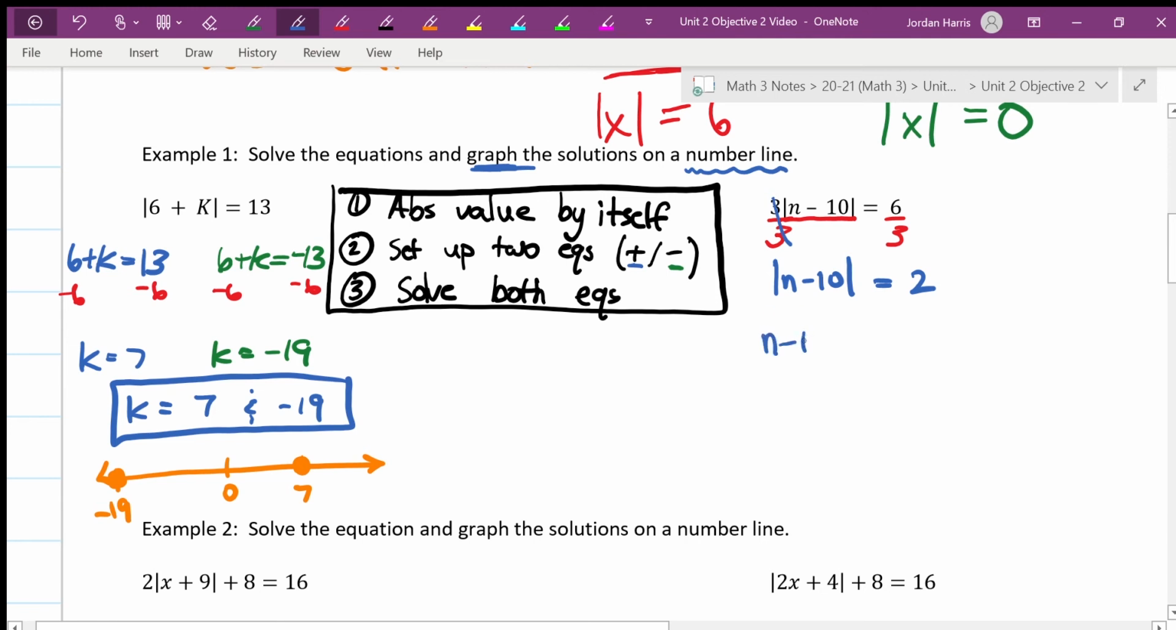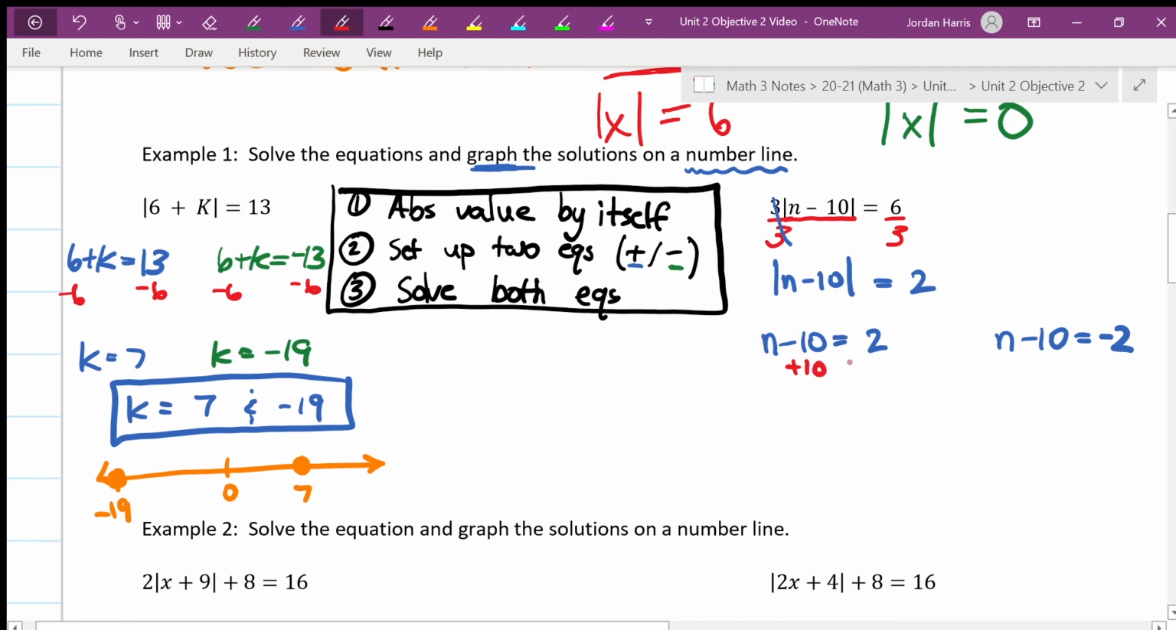And now I set up my two equations. Positive 2 and minus 10 equals negative 2. Notice what we're changing. It's what it equals. A lot of people want to change the minus and plus on the inside. That's never what we change. We change what it equals. Positive 2 and negative 2. Okay? Because as long as those two things are true, we'll have an equation that works.